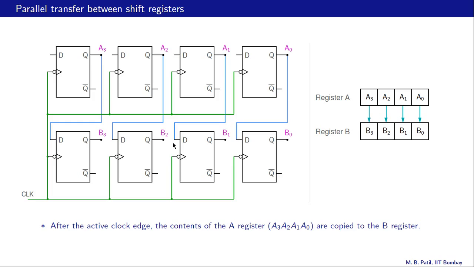What we need to do is to connect this A3 as the D input of this B3 flip-flop, A2 over there, and so on. And now, after the active clock edge, the contents of the A register will be copied to the B register, because this A3 would show up as Q here, which is B3, A2 will show up as B2, and so on. So that is a very easy operation, and it is represented schematically over here.